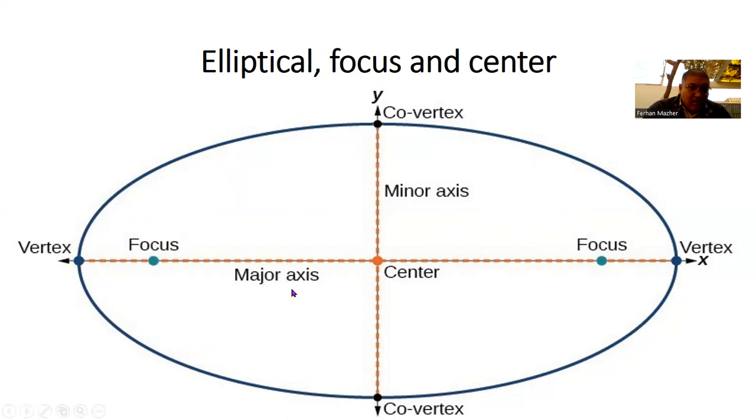And this is called the vertex. This is called the vertex. This is also vertex, but this is called co-vertex. This is also called co-vertex.